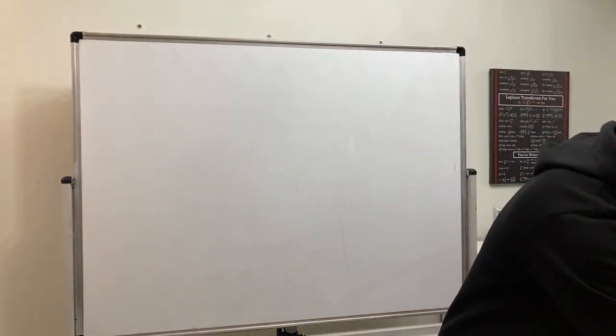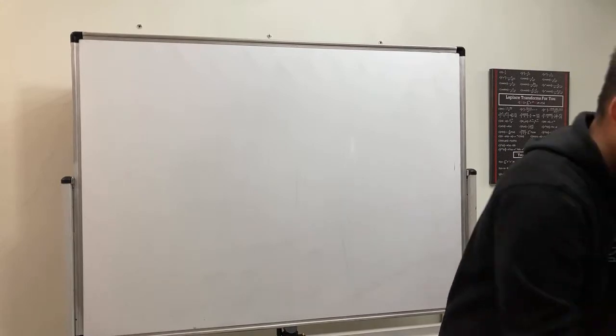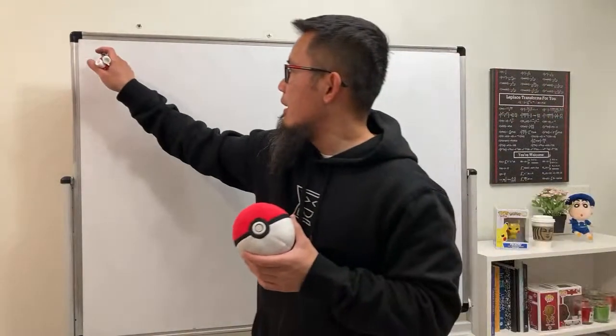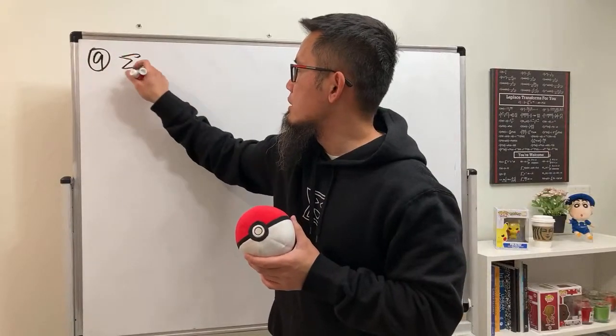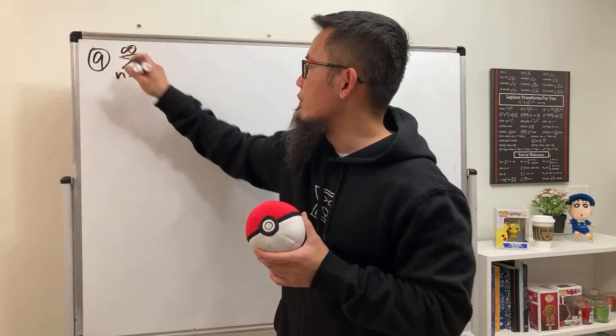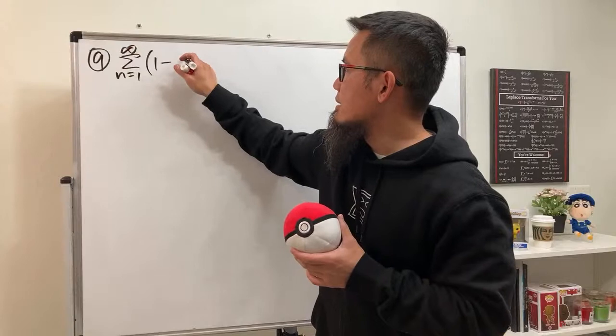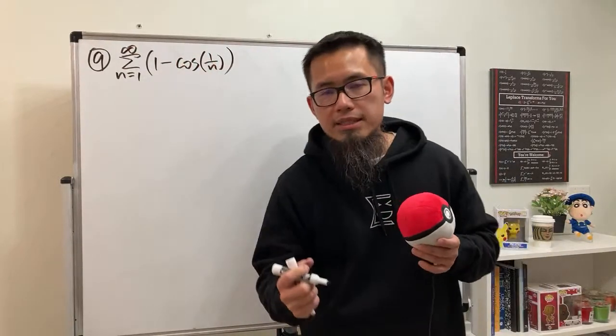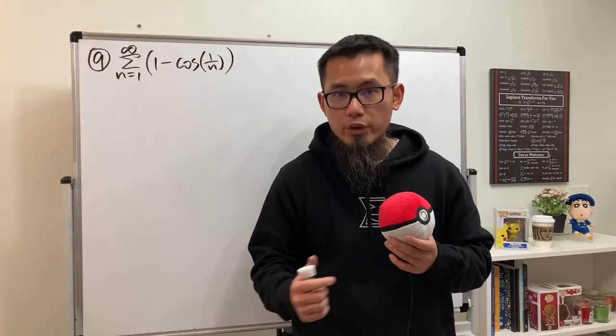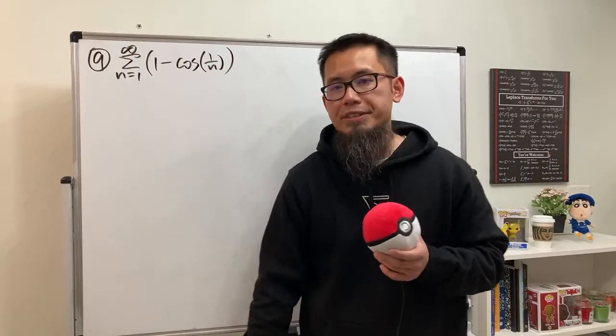Okay, so let me see what the question is next. We have, oh, okay, number 9. Number 9, it's a slightly harder one. The series as n goes from 1 to infinity of 1 minus cosine of 1 over n. We are going to test if this converges or not, and of course give a reason for this.